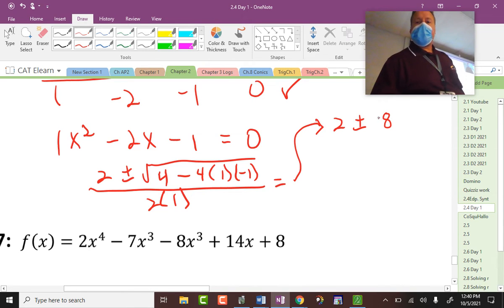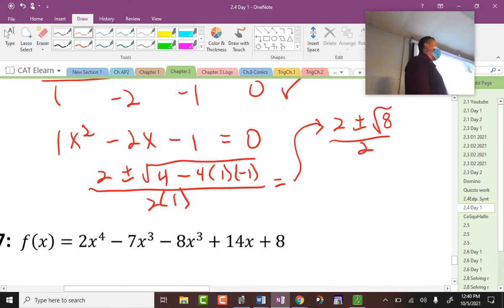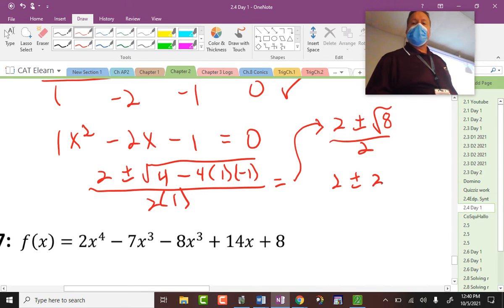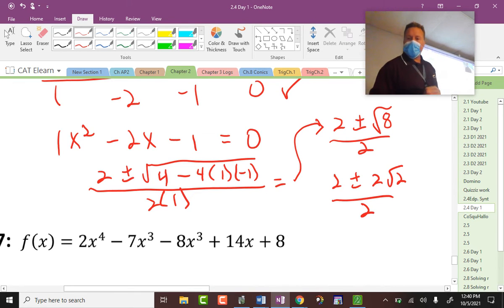Okay, and then I'm not going to get into a big, long, major discussion about how to simplify the square root of 8. 8 is 4 times 2. What's the square root of 4, everybody? 2. So everyone should know real quick that this is 2 root 2. That's what 8 is.